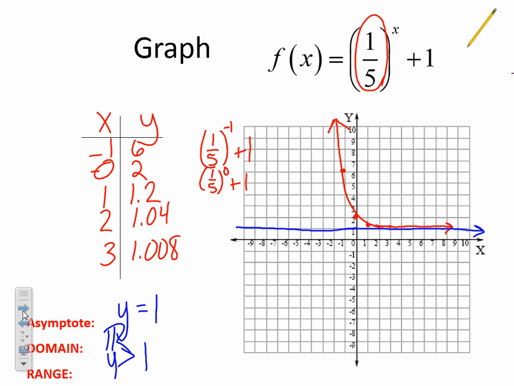So how can you tell where the asymptote is? Just by looking at the equation. Do you see the pattern? I hope you do, because there's a pattern to know where that asymptote line is going to be.